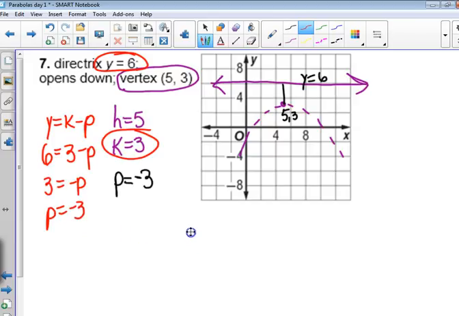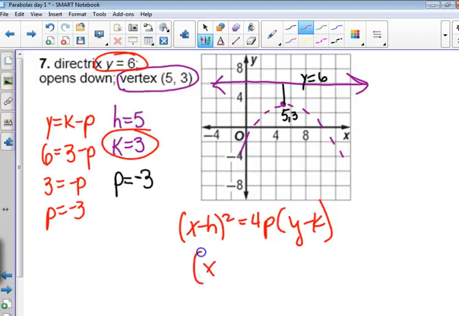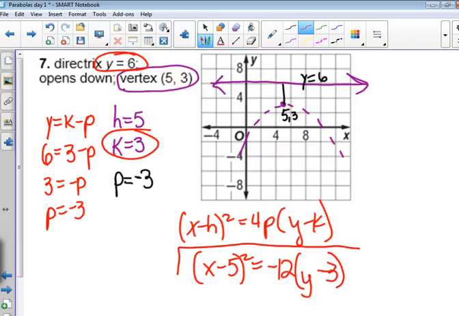Okay. Now write the equation. Well, I look on the sheet and it says (x minus h) squared equals 4p times (y minus k). So that would be (x minus 5) squared equals what? 4p would be -12 times (y minus 3). Not so bad?